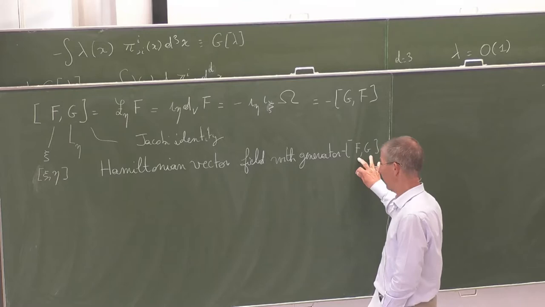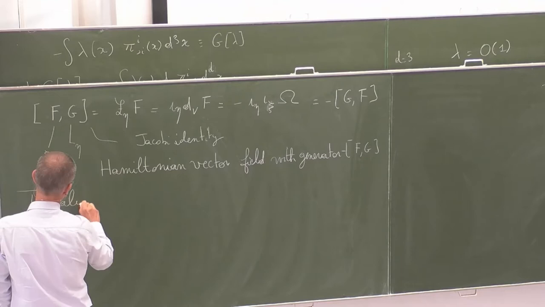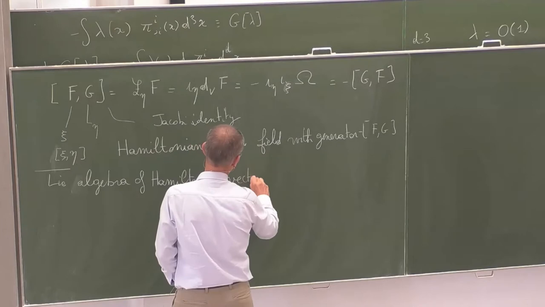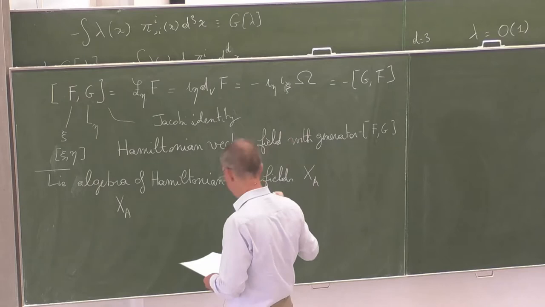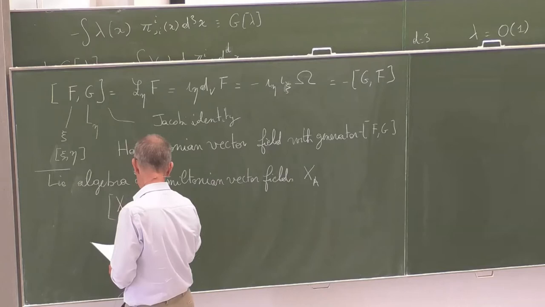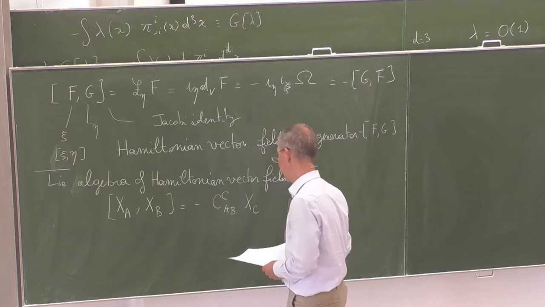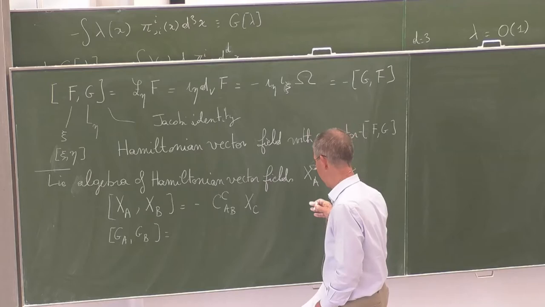So if I take, for instance, a Lie algebra of Hamiltonian vector fields, let's call them XA. These define transformations in phase space, and it's a Lie algebra, so they fulfill some relation. Since there is this minus sign, let me define this with C with a minus sign in front. The corresponding generators, which I call GA: XA will have a generator GA, XB will have a generator GB through this formula, and will fulfill the relation because there is a minus sign.